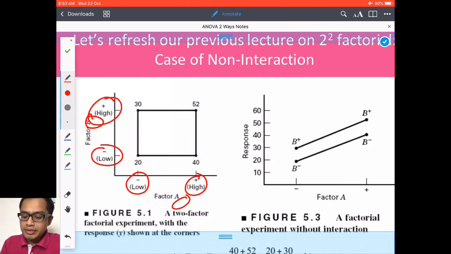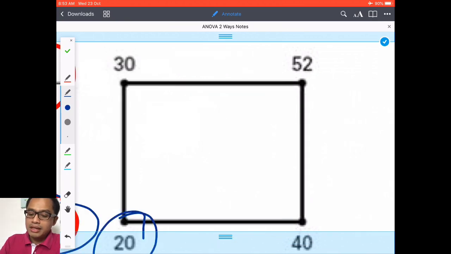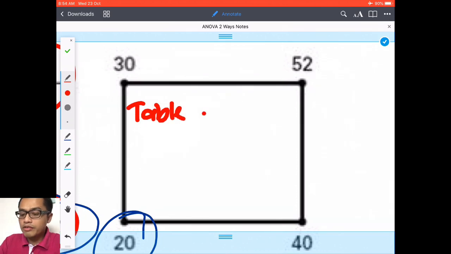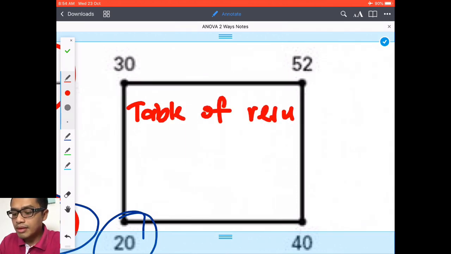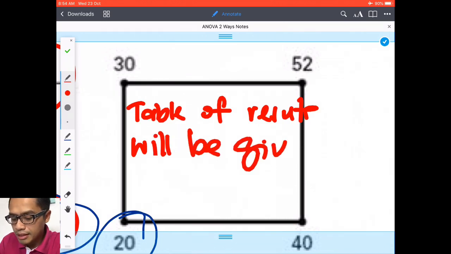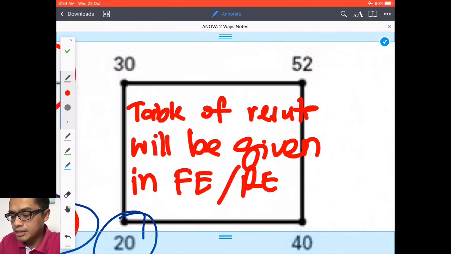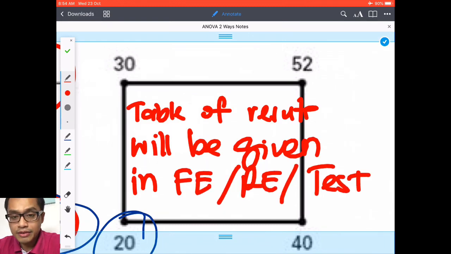For factor A, blue pen. I'm combining whatever low of level A and low for level B and I get these results. Of course, I'm going to put a note there because many of you will ask me. Table of results will be given in the final exam, recept exam, or test. There's no boxes like this, right? You're going to be given a table, very professional.